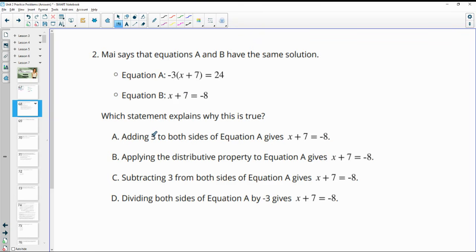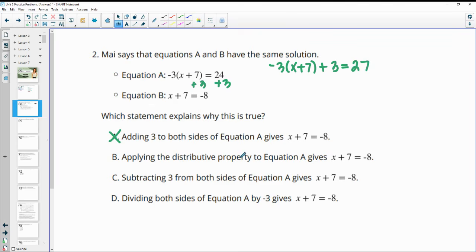Option A says that we added 3 to both sides of the equation. That is not true, because if we did add 3 to both sides, then what we would have is still -3 times x plus 7, because we can't add anything in there because of this multiplication. And we would have a +3 on the outside. And then 24 plus 3 would be 27. So option A, not going to work.